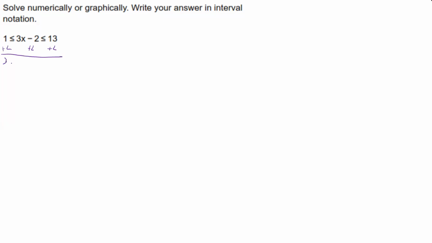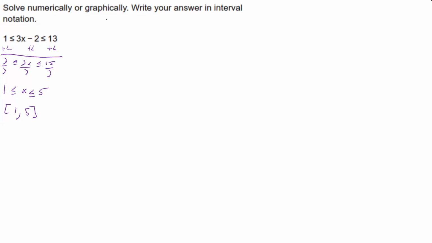So we'll have 3 less than or equal to 3x less than or equal to 15. Divide by 3, divide by 3, divide by 3. So 1 less than or equal to x less than or equal to 5. So we're going from 1 to 5, basically. Okay. Now, next thing we have to do, let's do it numerically.